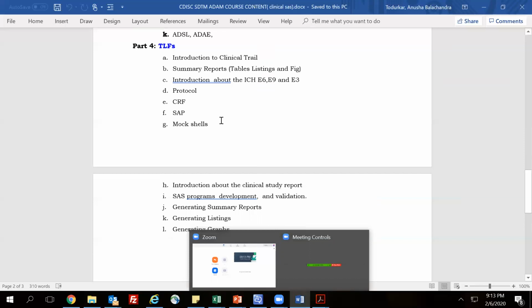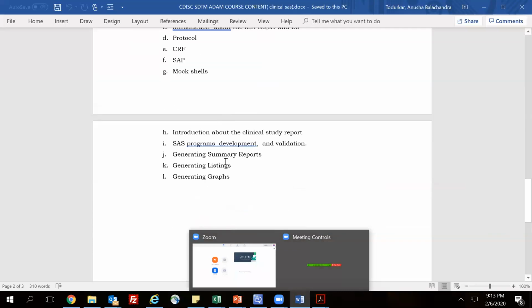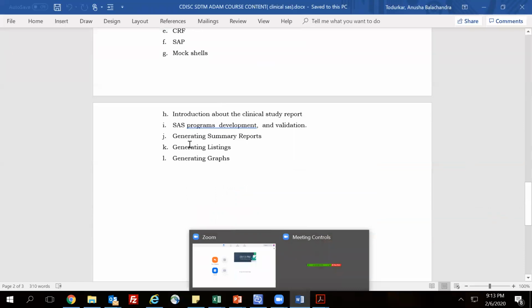We are using a lot of SAS procedures here, for example proc freq, proc means. Okay. And proc ANOVA, proc ANCOVA, all these procedures will be used in this TLFs part. Okay. So I'll be showing how to generate these TLFs and all. And here also, see, I have mentioned generating listings, generating reports, and generating graphs.